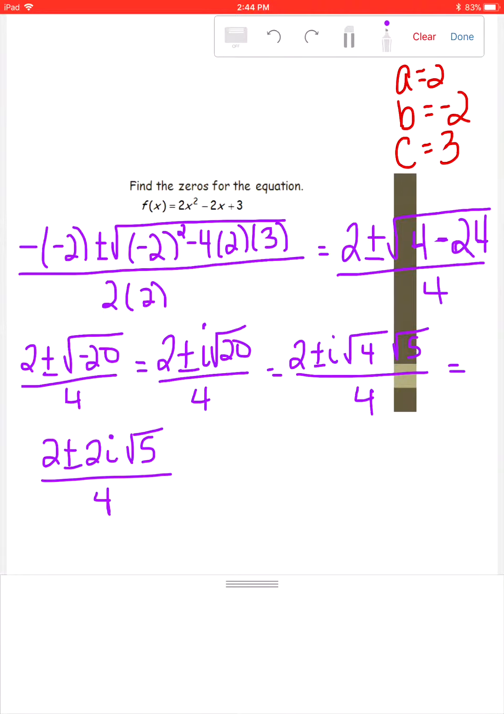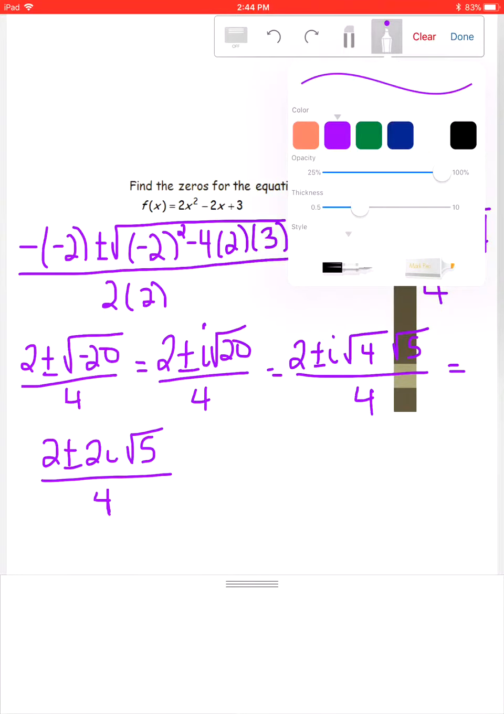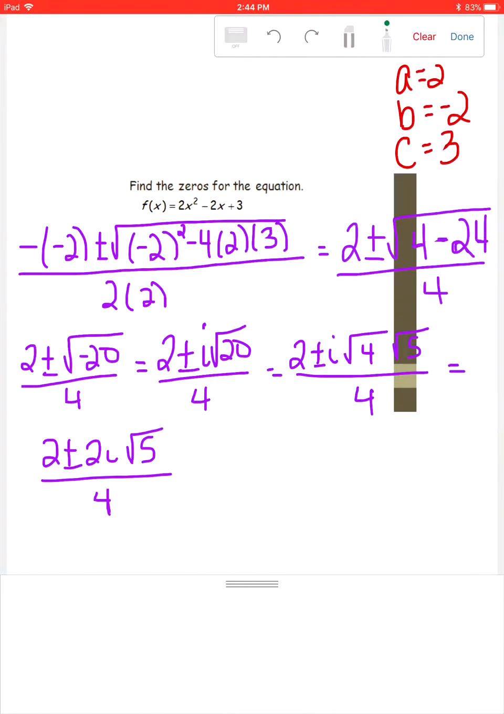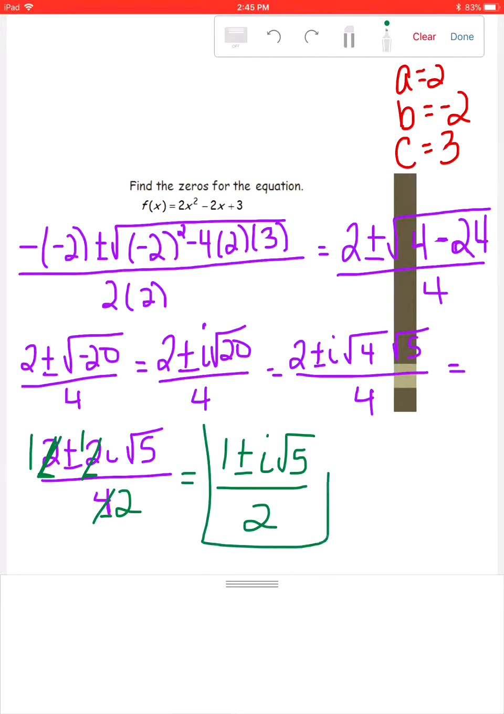And now our radical is simplified, but we can look at the whole numbers on the outside of the radical. So I have a 2, a 2, and a 4. And 2 goes into those 3. So these 2's will be a 1, 1, and this 4 becomes a 2. So we end up with 1 plus or minus i times the square root of 5 all over 2. And that is it for quadratic formula.